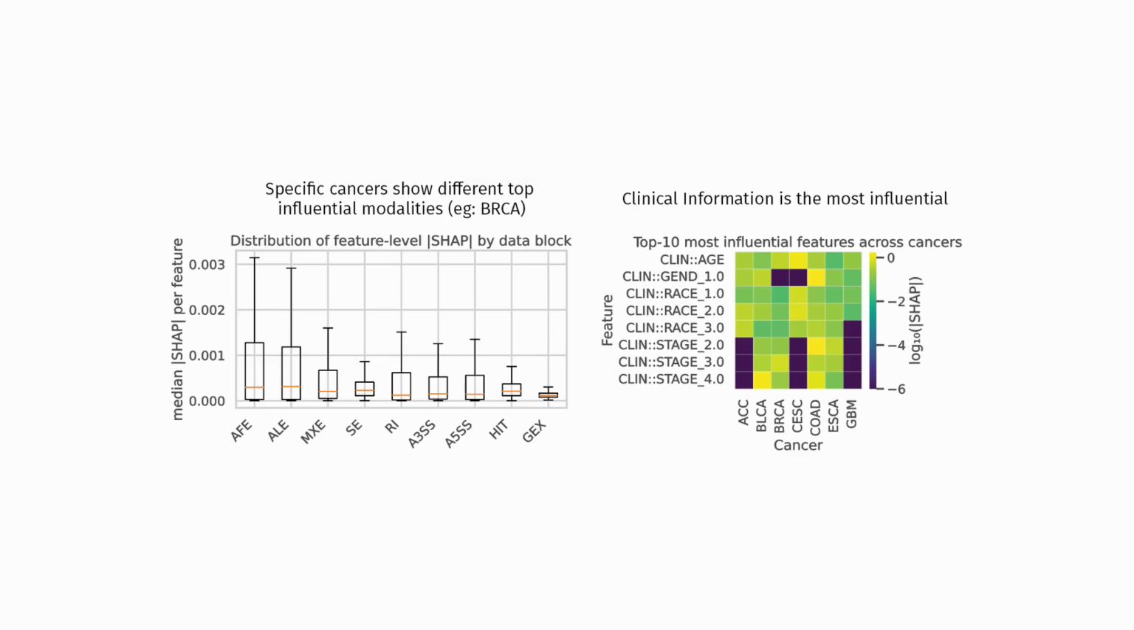One thing that's been consistent is that clinical information is the most influential, with the top shared influential features across cancers consistently being race, gender, age, and stage. And I think this makes sense because these are associated with gene expression regulation pathways.